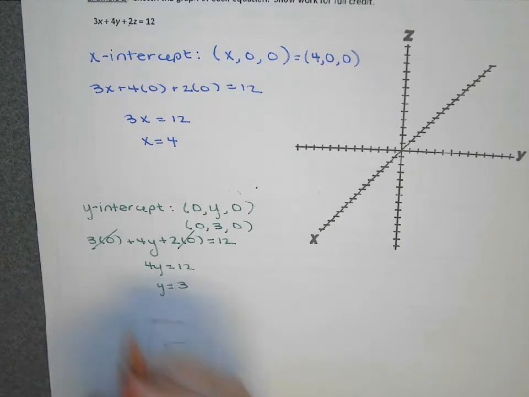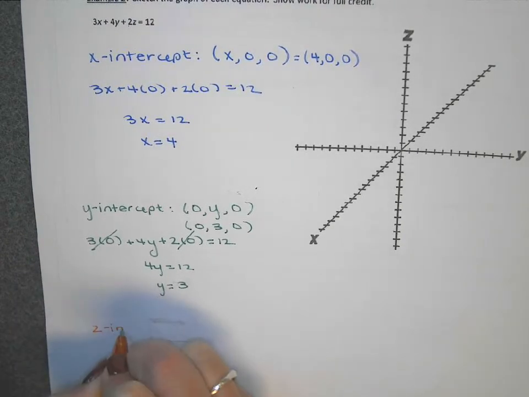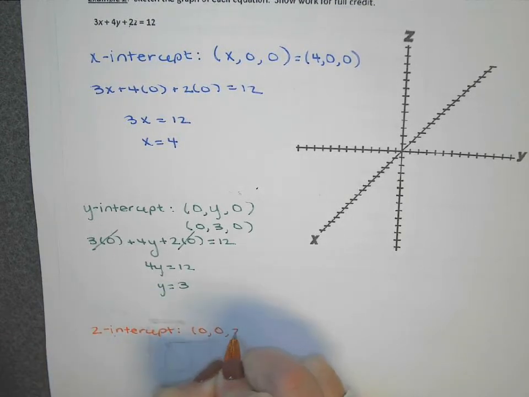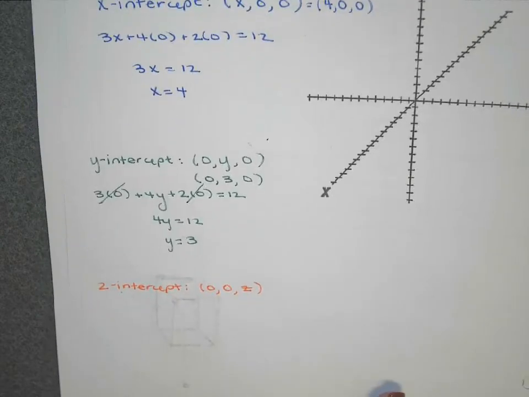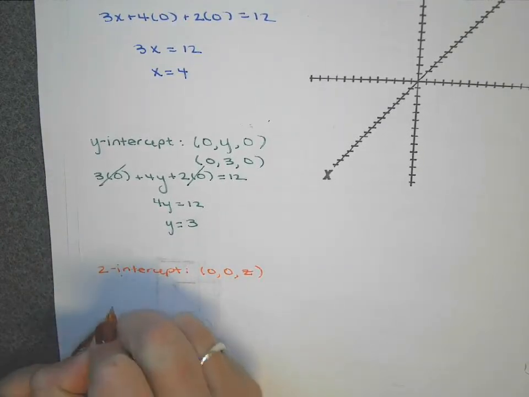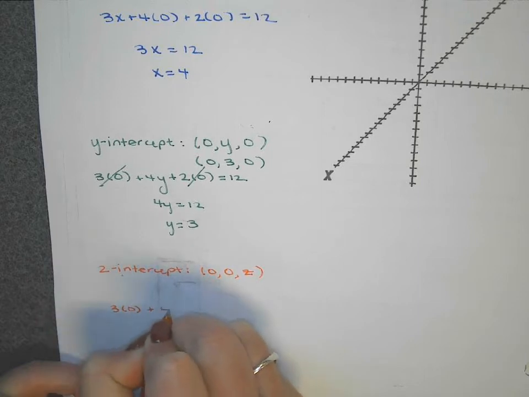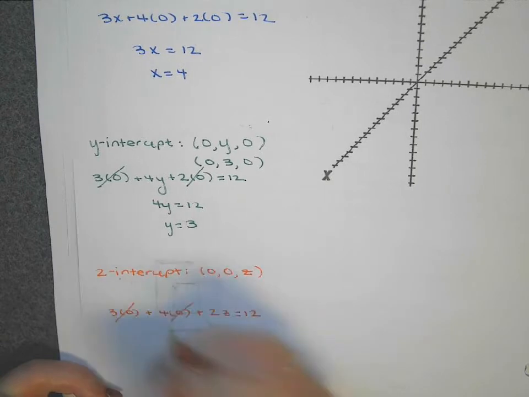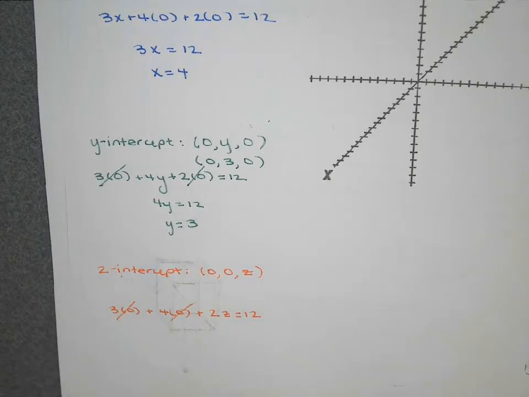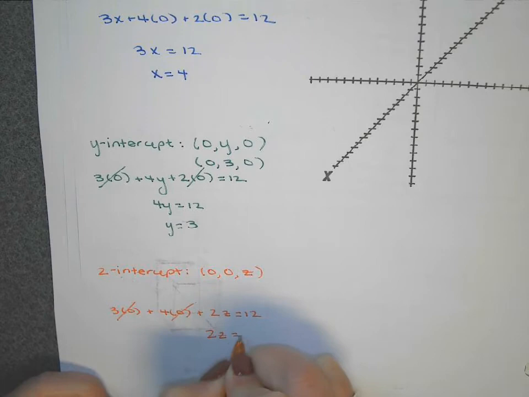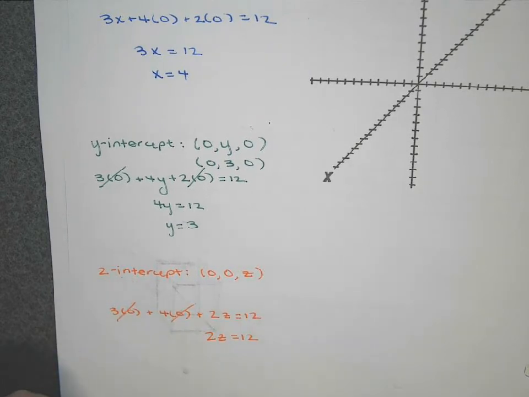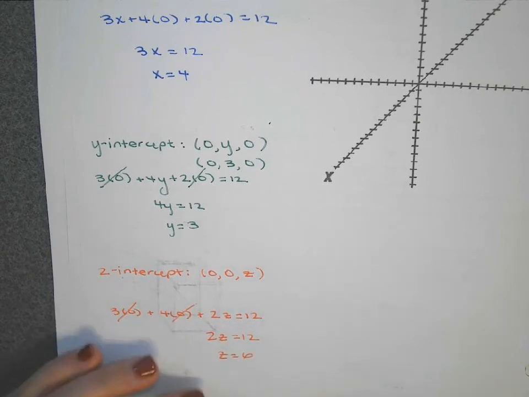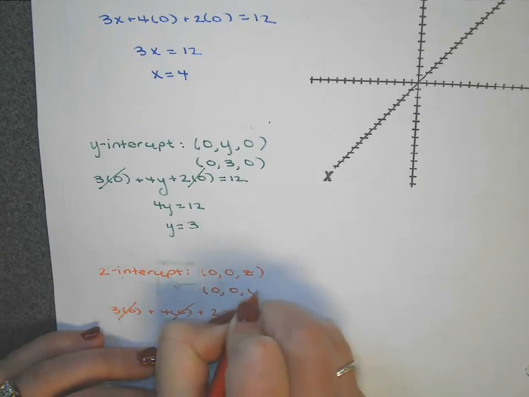I still have to find my z-intercept, which is 0, 0, z, which is 3 times 0 plus 4 times 0 plus 2z equals 12. The terms with 0 go away. 2 times what number gets you 12? I can't leave my answer as z equals 6 though, because that's a point 0, 0, 6.